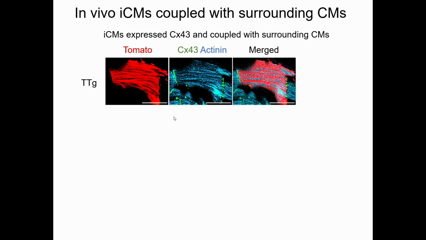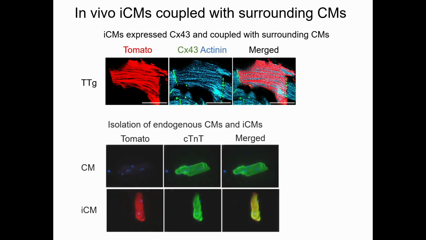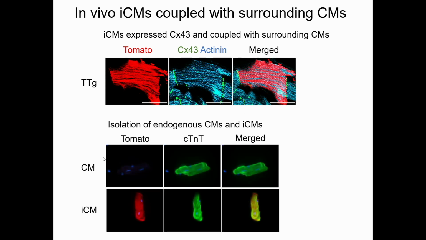analyzed ICMs more closely. Here is a tomato-positive induced cardiomyocyte, which expresses connexin 43 gap junctions and is coupled with surrounding cardiomyocytes. We isolated endogenous cardiomyocytes and induced cardiomyocytes, as shown here. Of course, endogenous myocytes didn't express tomato, but the ICMs expressed tomato and cardiac troponin T, and as you see, the morphology is pretty similar. So these results suggest that in vivo ICMs could couple with surrounding cardiomyocytes.